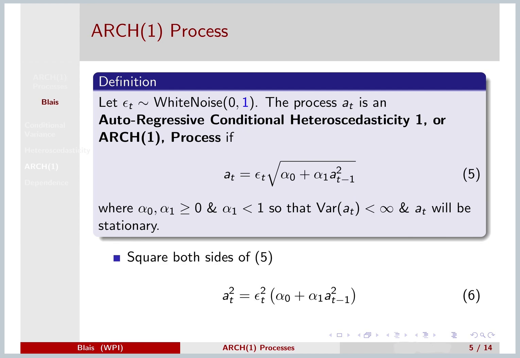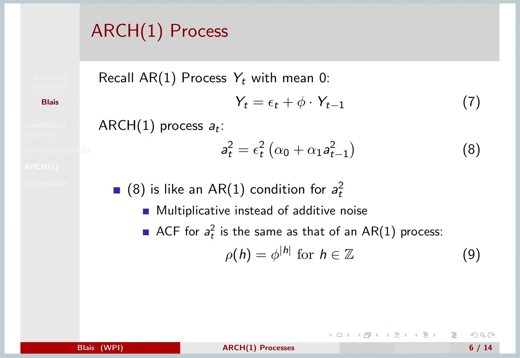We can think of this alpha_1 term as a memory term. As in something like an AR1 process, we have an autoregressive property here in that a_t has some memory from its past. It's more natural to think of this equation if we square both sides. If we square both sides, that becomes a_t squared is epsilon_t squared times this expression in the parentheses, and we're rewriting that equation here as equation 8. And note the similarity between this ARCH process when we write it for a_t squared.